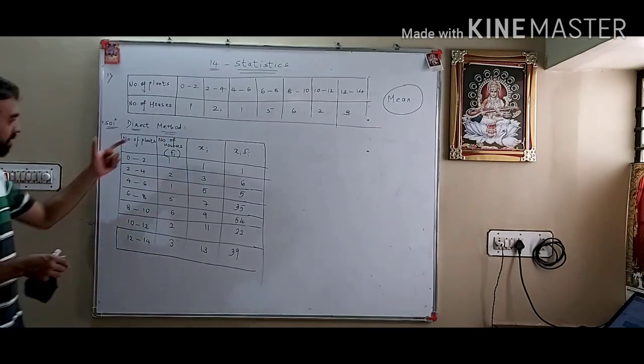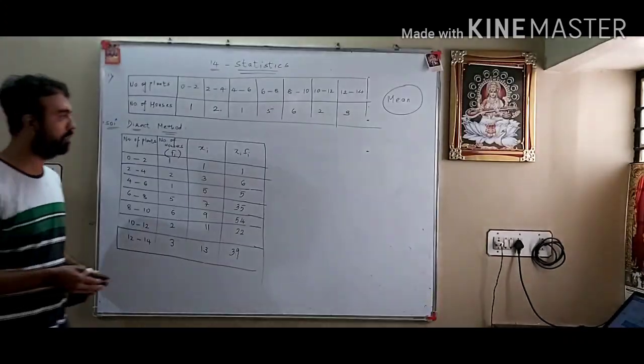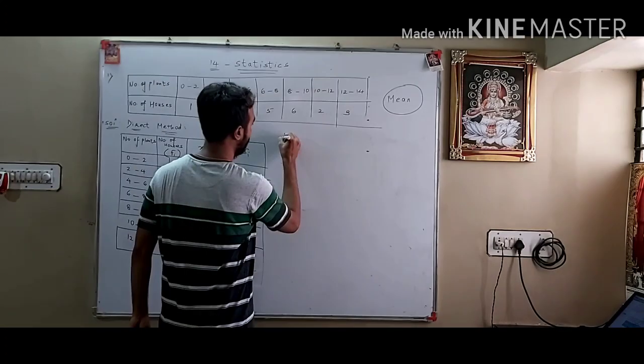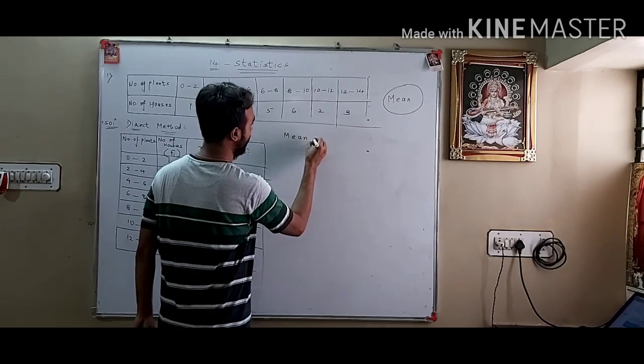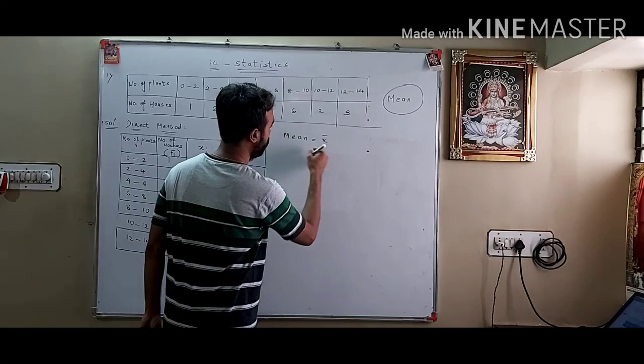Now, after making the full table, you need to write down the formula. You need to write down the formula for the mean, which you wanted to find out.